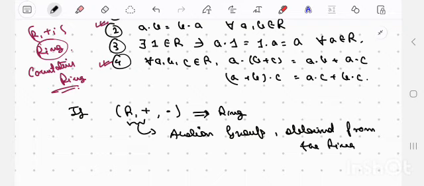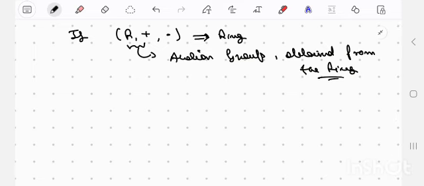Or a more technical term often used is "induced from the ring." Now after this, whatever discussion we do, every discussion will be related to commutative rings with unity. Even in some cases where I write the notion of a ring, I mean a commutative ring with unity.